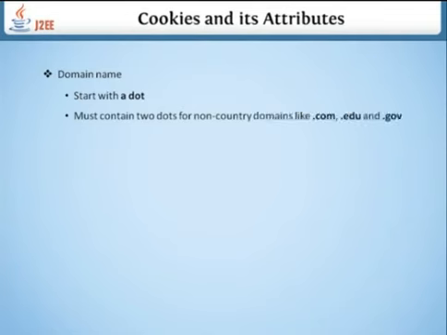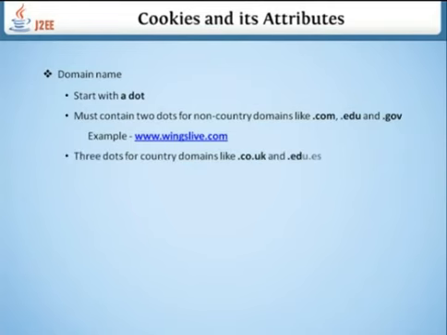A domain name starts with a dot and must contain two dots for a non-country domain like .com, .edu and .joe. Then three dots for a country domain like .co.uk and .ed.esa. This is an example of this.